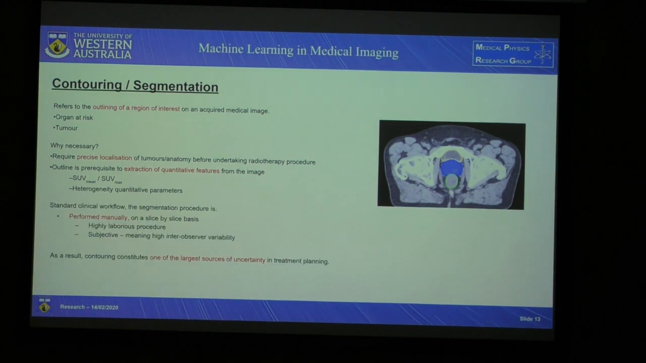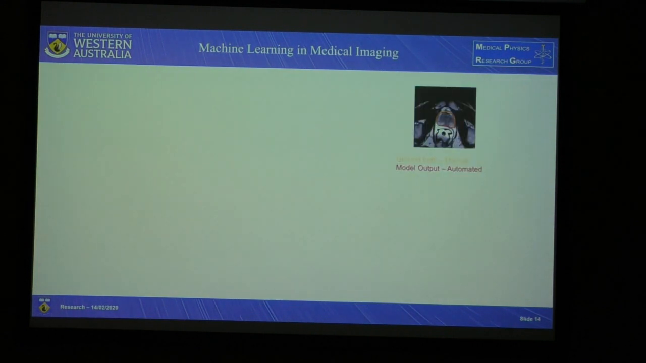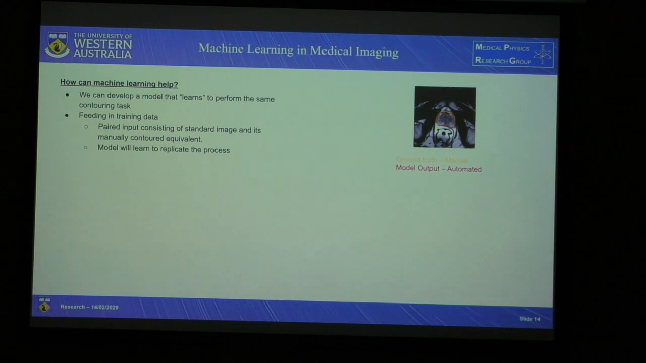So in the standard clinical workflow, the segmentation procedure is normally performed manually on a slice-by-slice basis. It's highly laborious and it's also subjective as well, which means there's high inter-observer variability. As a result, the contouring process or the segmentation process constitutes one of the largest sources of uncertainty in treatment planning. So how can machine learning help with this problem?